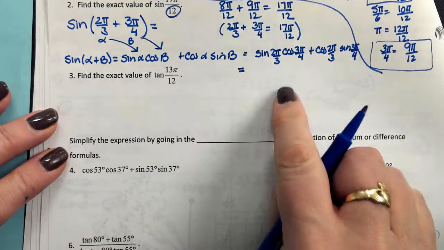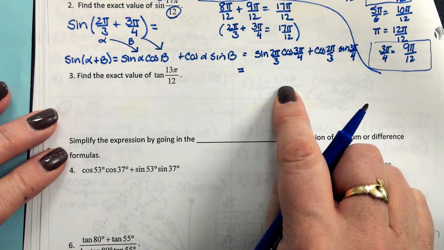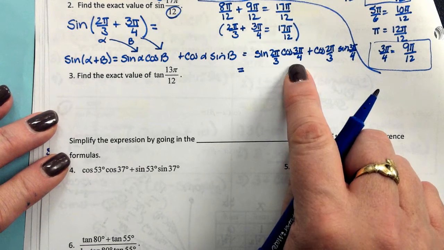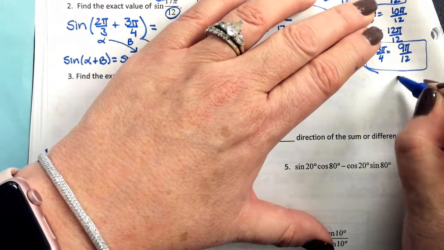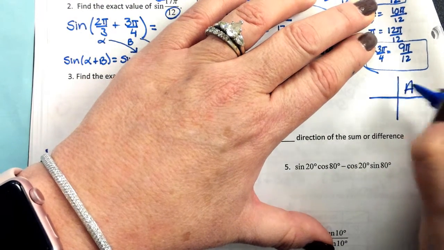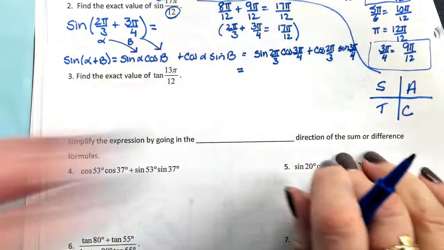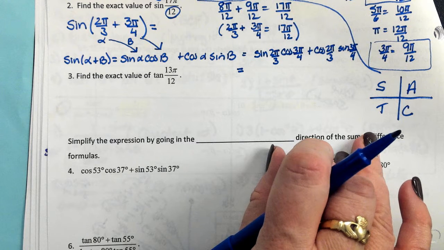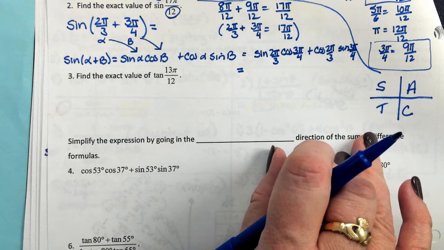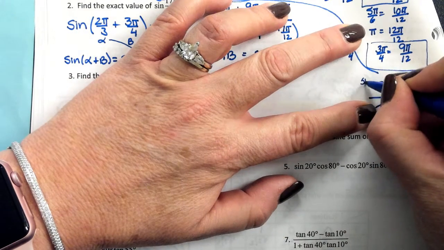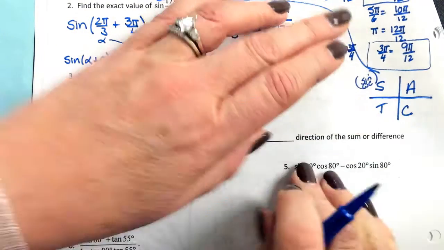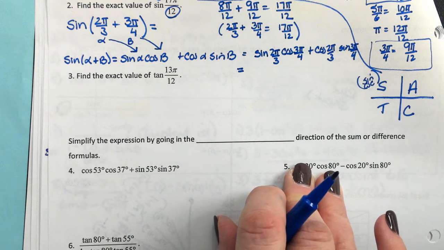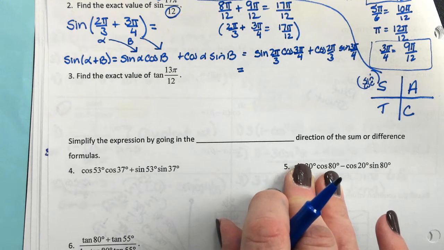Because these angles are no longer just in quadrant 1, be careful. In quadrant 2, because that's where 2 pi over 3 and 3 pi over 4 are located, remember, all students take calculus. What two trig functions are positive in quadrant 2? What does that S stand for? Sine and its cosecant. So remember, in quadrant 2, only sine and cosecant are positive. The other 4 are negative. So be careful when you're doing your unit circle substitutions here.